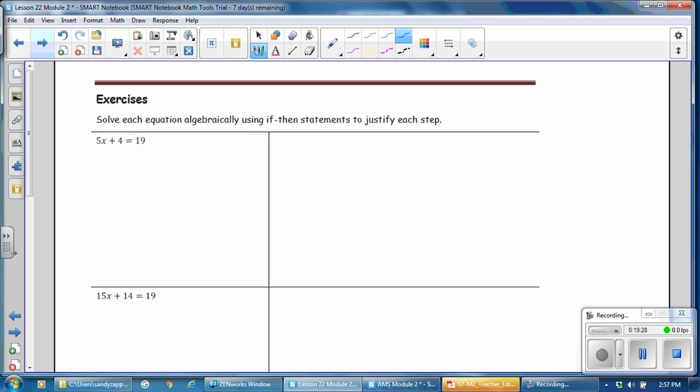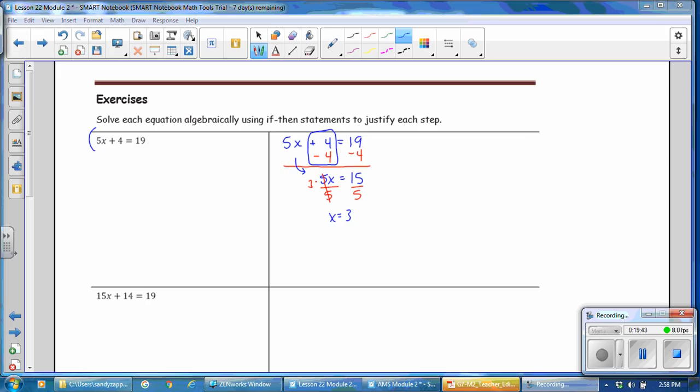I'd like you to pause the video and solve this problem algebraically and show your work step by step. When you're done, resume the video to check your work. So you should have gotten 3 for an answer. And if you did not show your work in the same way, would you please do that on the side here so that you're learning to show your work in the correct way.